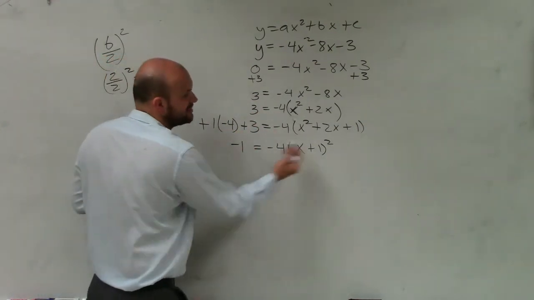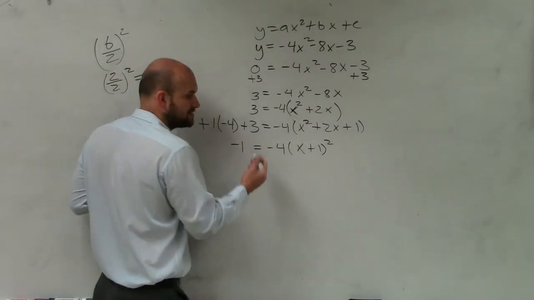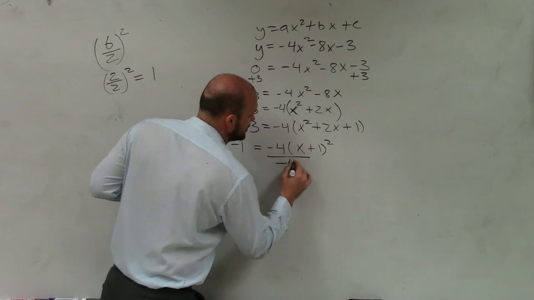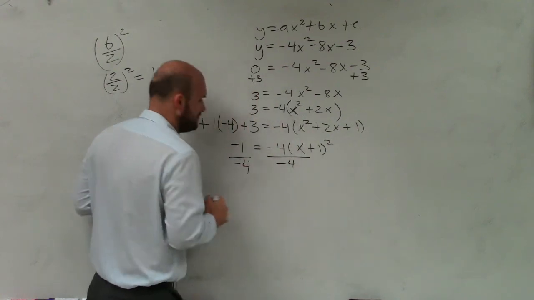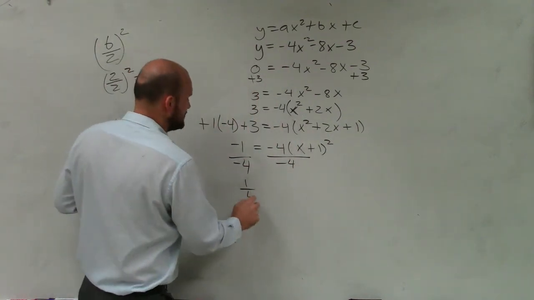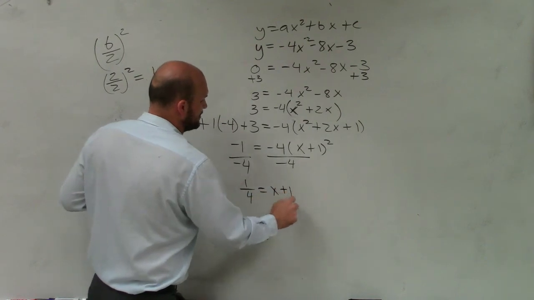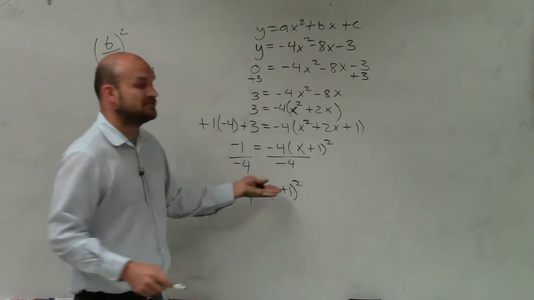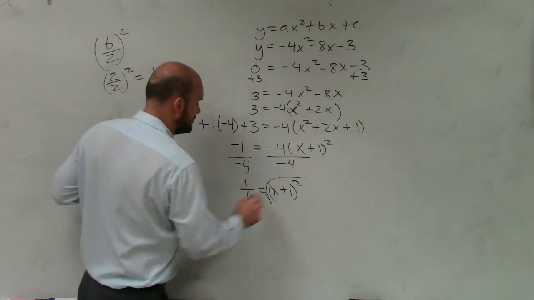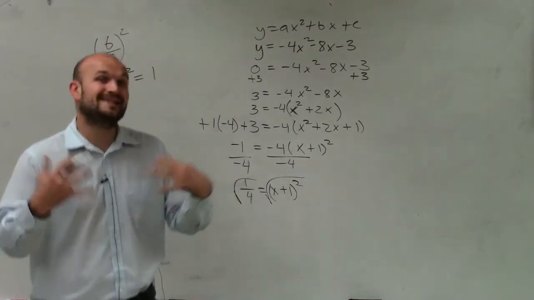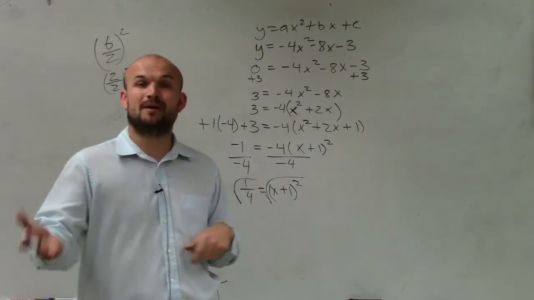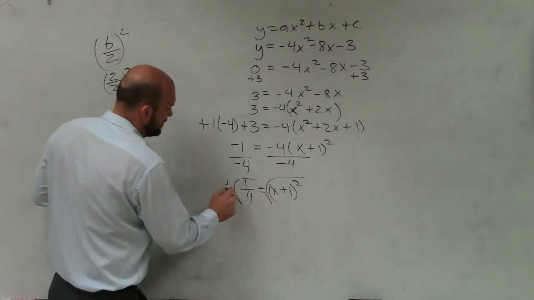To do that, I need to use my inverse operations for my square root method. So the first thing I'm going to do is undo my multiplication. So I divide by that, and now I have a positive 1/4 equals x plus 1 squared. Now, to undo the squaring function, I'll take the square root of both sides. Make sure when we introduce the square root, we include the positive and the negative. So therefore, I have plus or minus.